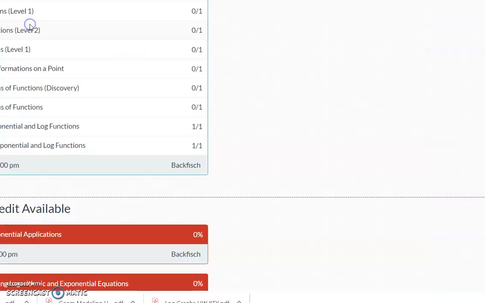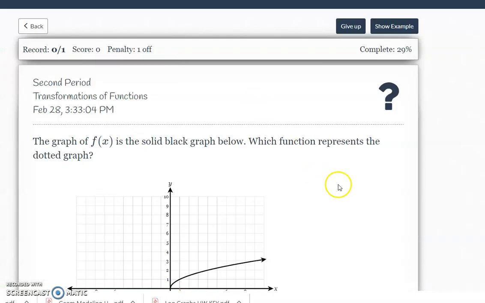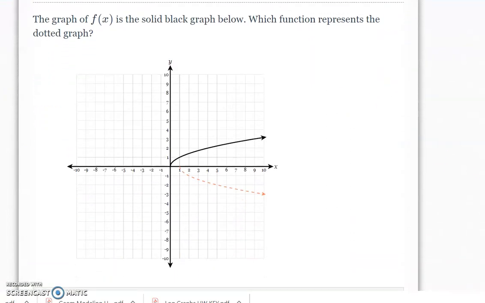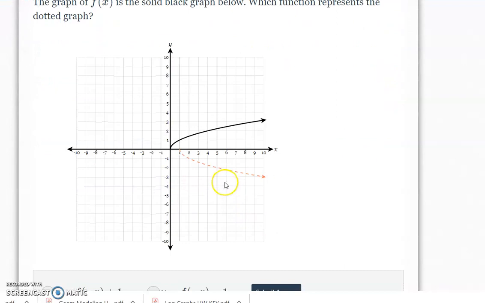All right, let's try another one. The graph of f of x is solid black below. Which function represents the dotted graph? Okay, well, let's look at what's happened here. It's been scooted to the right. It's been reflected over the x-axis. I think that's it. But I might want to make sure by thinking about points.